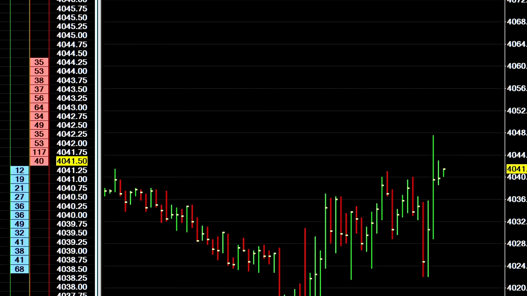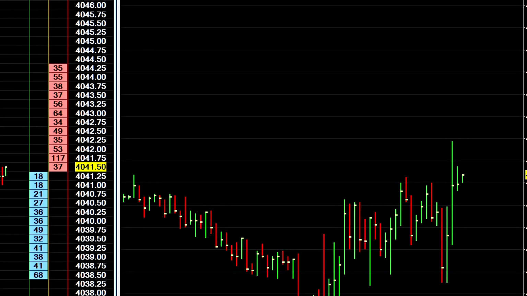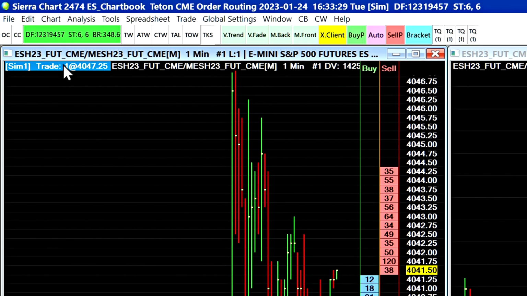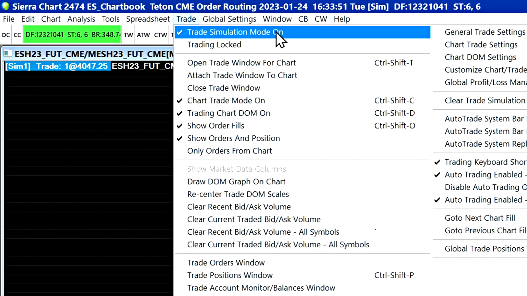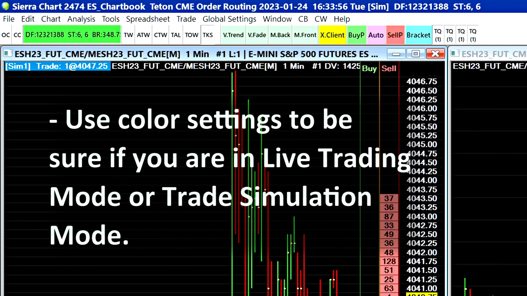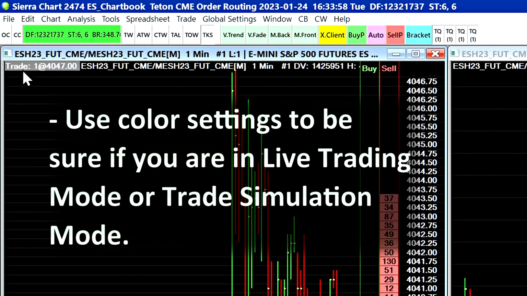Okay, the next thing is it's important to understand if you are on live trading mode or trade simulation mode. And you can see here at the top of my chart, it says Sim 1. This is indicating that trade simulation mode is enabled right here. Now I'm going to show you a way to determine if you are on trade simulation mode or live trading mode. So if I select Trade and then Trade Simulation Mode On, you can see that it's checked, meaning that it's on. Now I'll turn it off and you'll see that the color is changed right here.